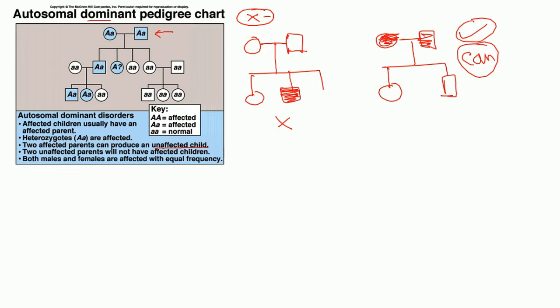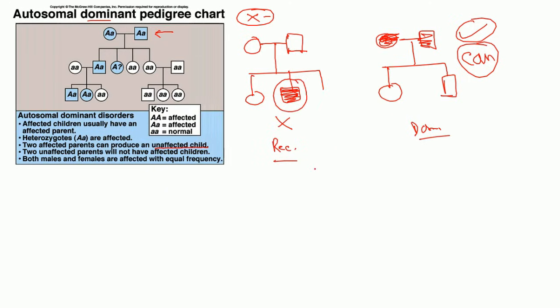Now this is the thing that I want you to remember. Two parents affected, none of the children affected. Two parents unaffected, the children affected, it is not possible. So if this scenario originates, it means it's a recessive disease. If this occurs, it is a dominant disease.